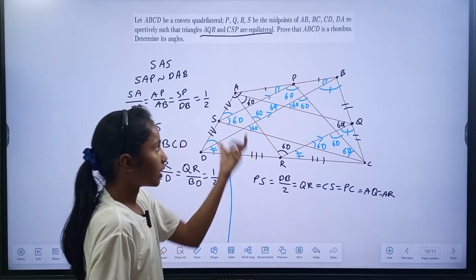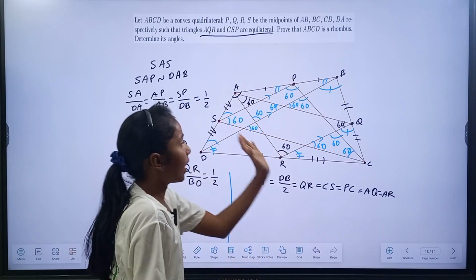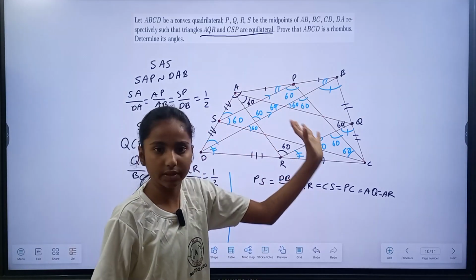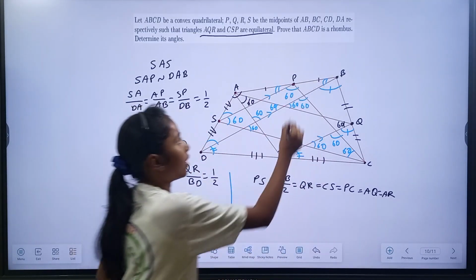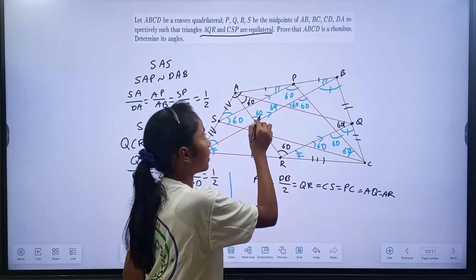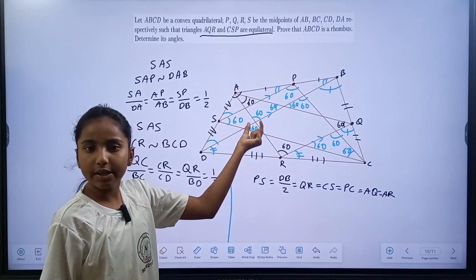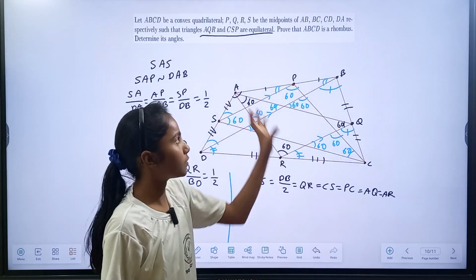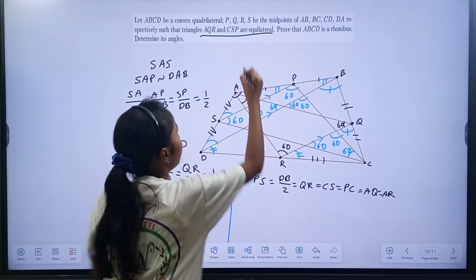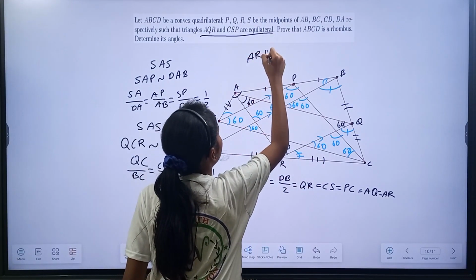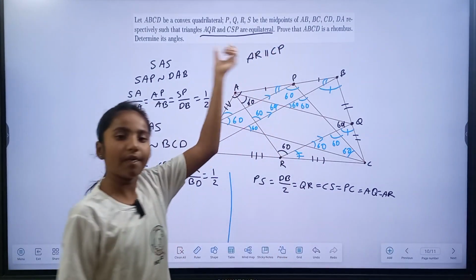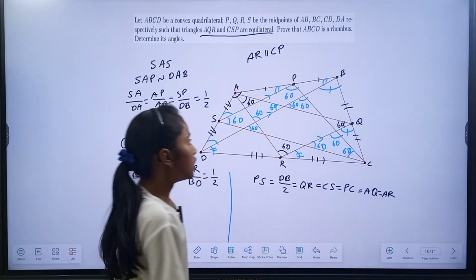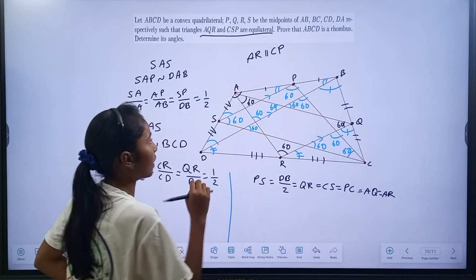We have BD as a transverse line, and we have AR. Let's take AR and PC for example. BD is the transverse line, and we have this angle equal to 60, and this angle equal to 60. So by alternate angles, we have proved that AR is parallel to CP. And like this, we'll find one more pair of parallel lines.